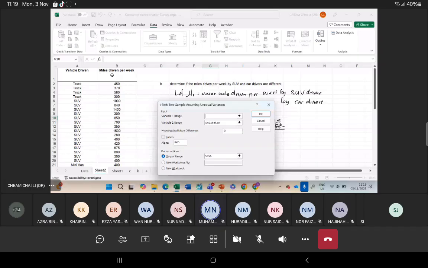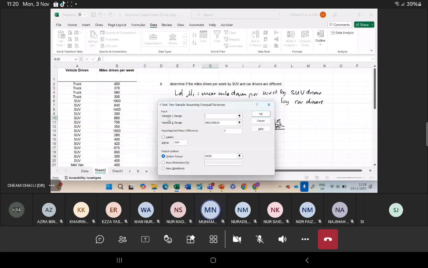So for this V1 you cari yang this is SUV, ya, cari yang berkaitan dengan SUV saja. So SUV start daripada sini, so you copy semua SUV dan jangan terambil yang minivan, ya. Yeah, this is the miles driven per week. So kita ambilkan average dia baru dapat mean, right?